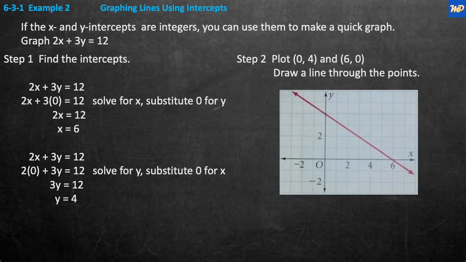So step 1, we're going to write the equation right here. And then we're going to substitute 0 for y. Here's where we substitute 0 for y. And now the 3 term will disappear, and we'll have 2x equals 12. And then we'll divide both sides by 2, and we're going to get x equals 6.